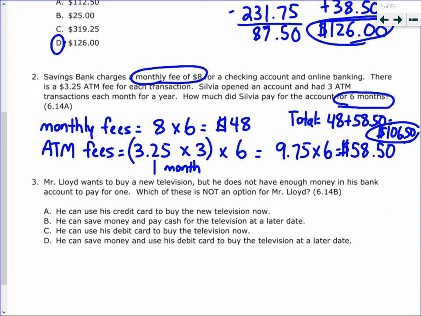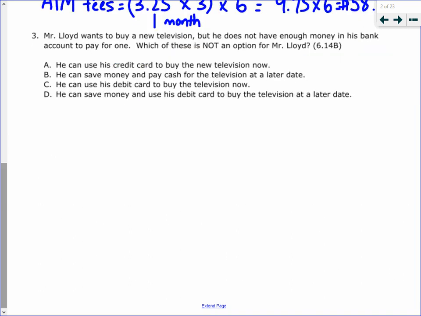All right. Mr. Lloyd wants to buy a new television, but he does not have enough money in his bank account to pay for one, which this is not an option for Mr. Lloyd. So it looks like he's going to need to use a credit card or get a loan. Can he use a credit card? Yes, that is a loan. So he can do that. He can do that now. He can save money and pay cash with the television at a later date.